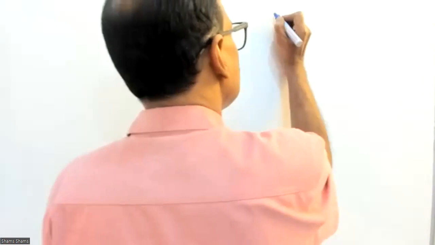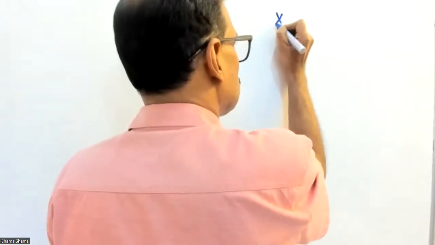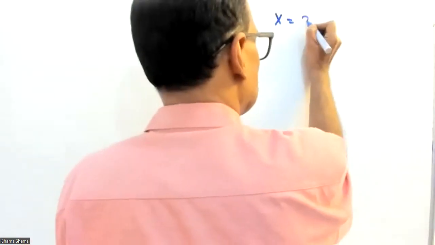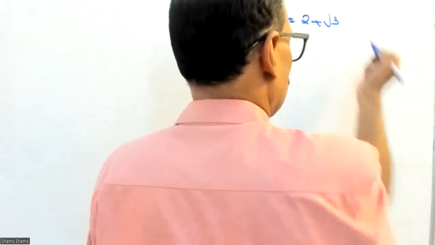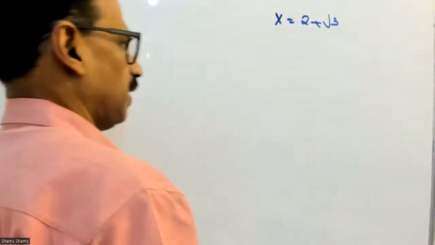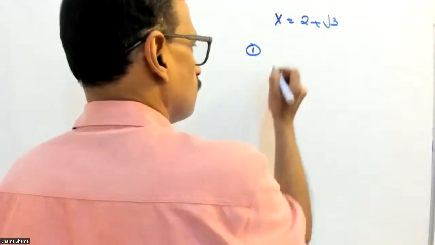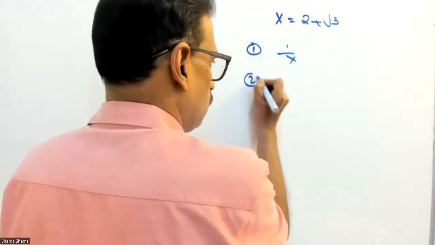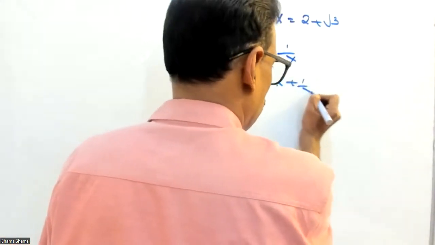Listen here. If x equal to 2 plus root 3, then find: 1, 1 by x; 2, x plus 1 by x.